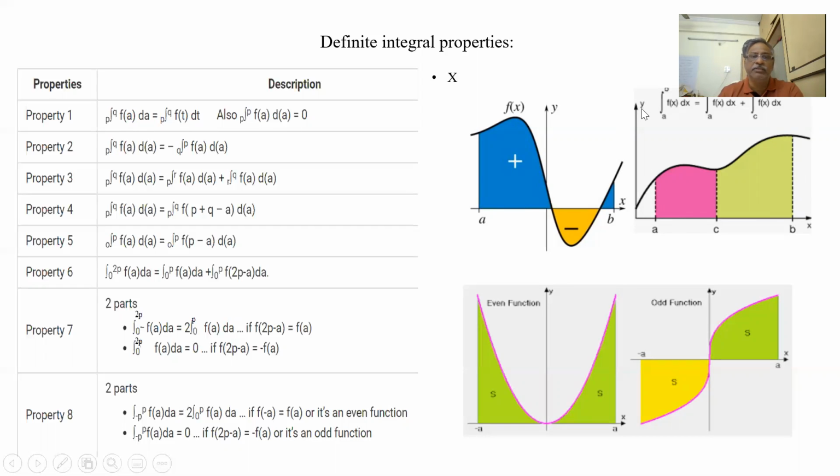So on the y-axis we have f of a, and the x-axis is a here. F of x or f of a. Now on the x-axis I am putting t. In place of a, I am putting t. So these are same. Integral f of a dA is integral f of t dt.